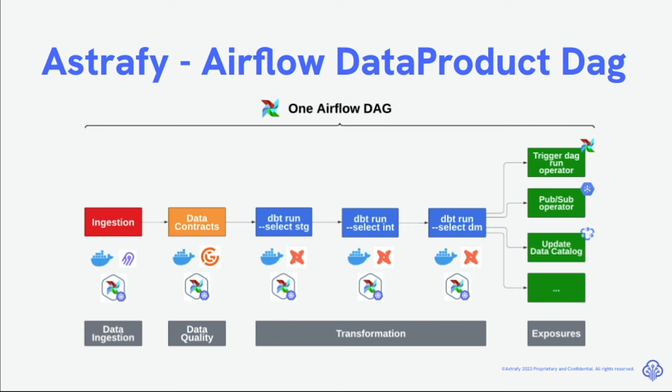And then we do the transformation step, in which we are using dbt. And after all our data cleaning and our calculation of the KPIs is done, we are going to expose this data to our downstream applications.